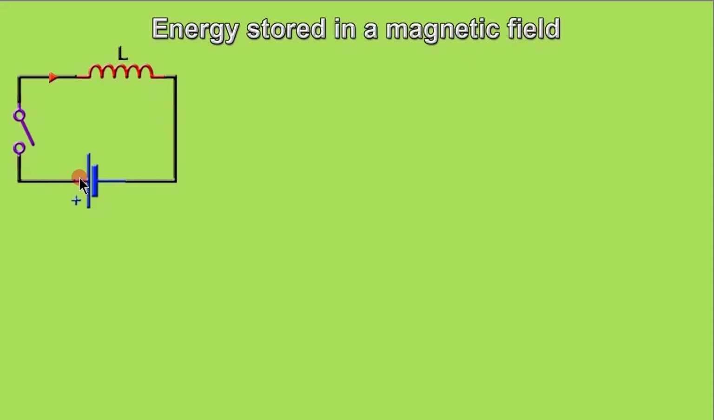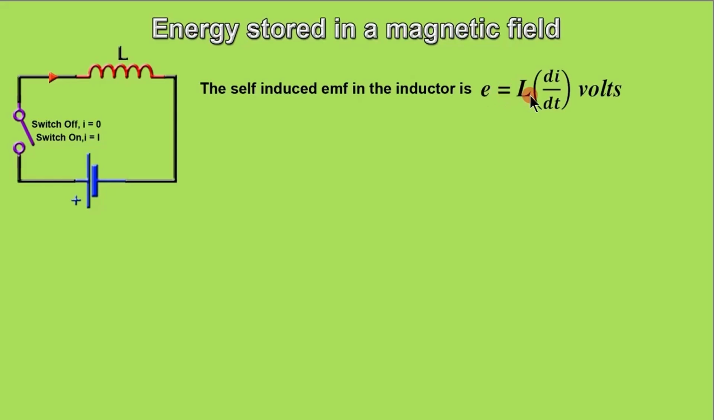See this figure. Here one battery is connected across this inductance of value L through a switch. When this switch is off, no current will be flowing. That is, I is equal to 0. When the switch is put on, the current becomes the total value depending upon the inductance. Then the self-induced EMF in the inductor is E equal to L into the rate of change of current, di by dt, as the current switches from 0 to I.